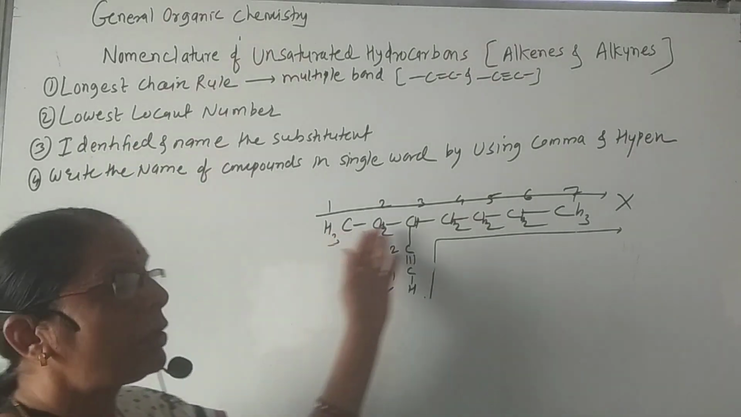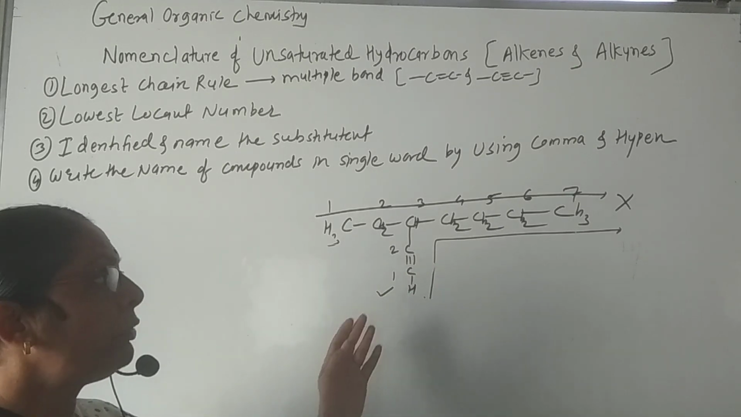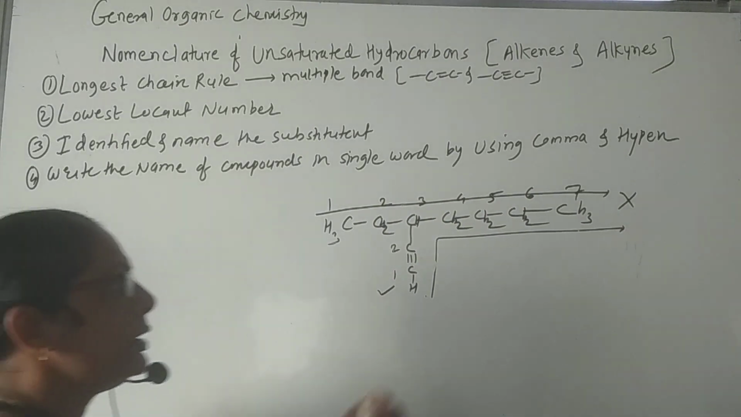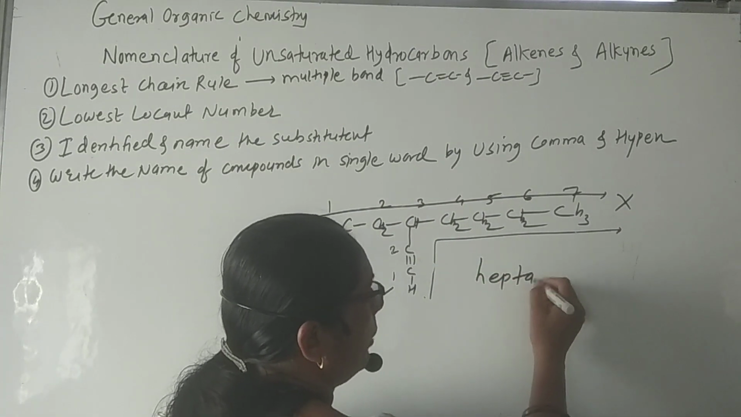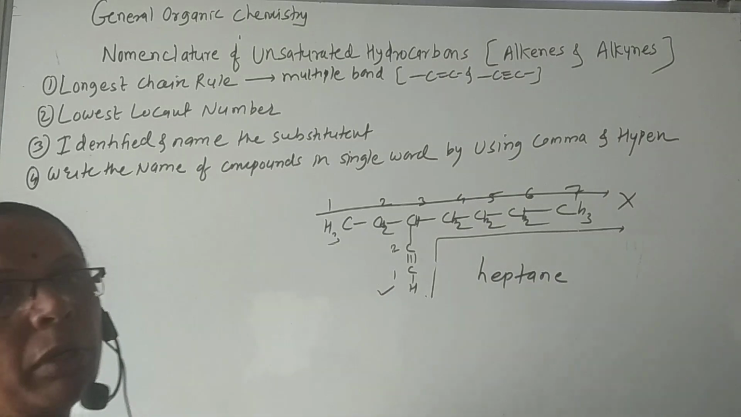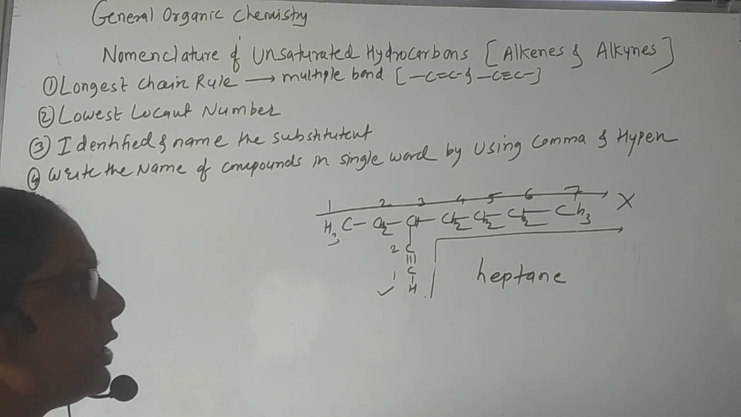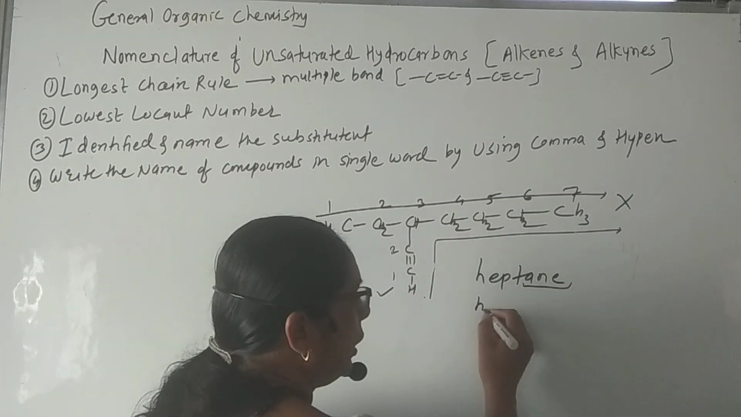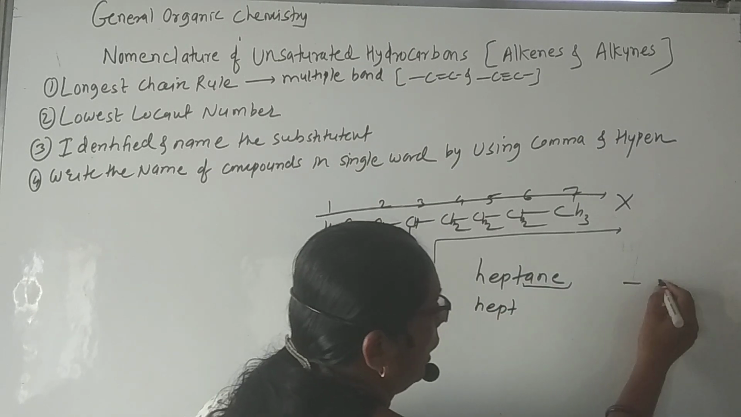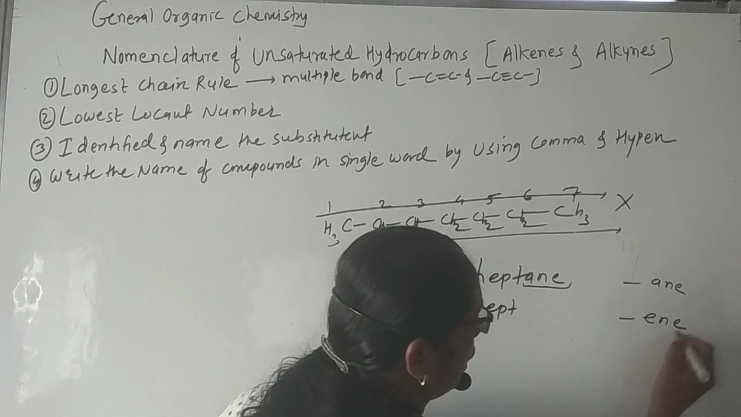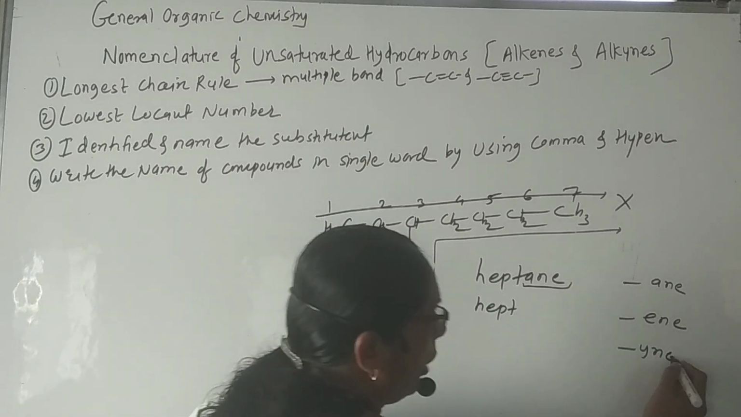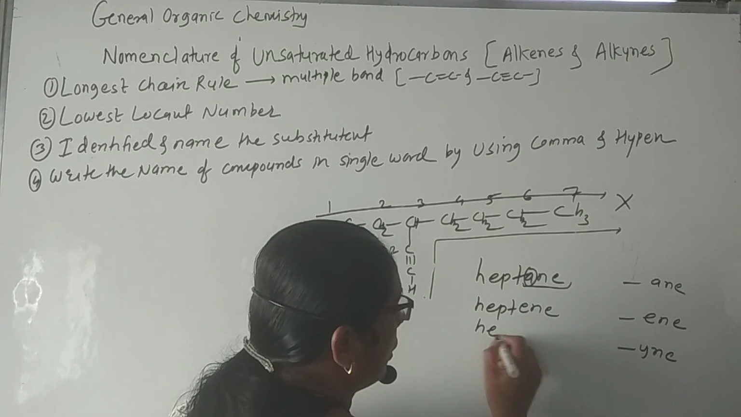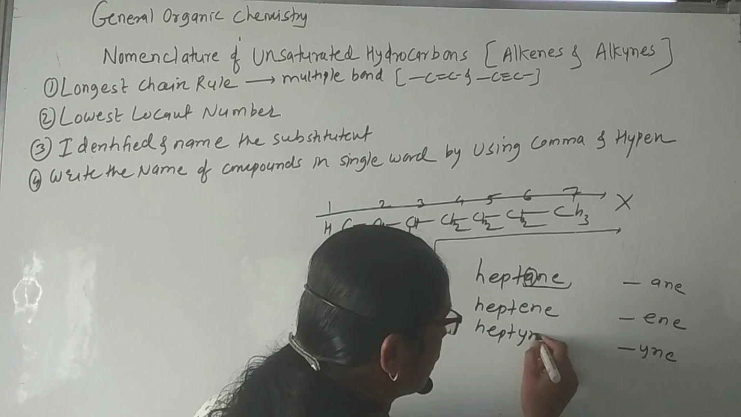Once you select the longest continuous chain, identify the parent for it. As the longest chain has 7 carbons, its parent is heptane. Now in the case of a multiple bond, the second rule is that we change the ane ending of the alkane. In place of ane, we use ene or yne. If you have a double bond, we use ene, meaning ane is changed to ene, and for a triple bond it is changed to yne.